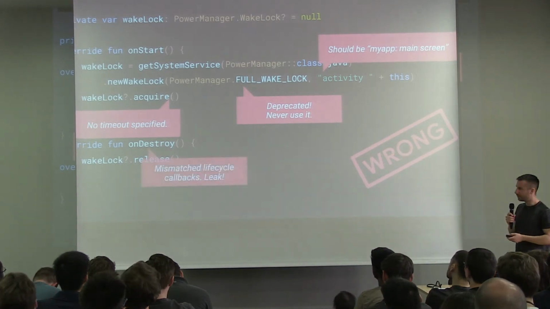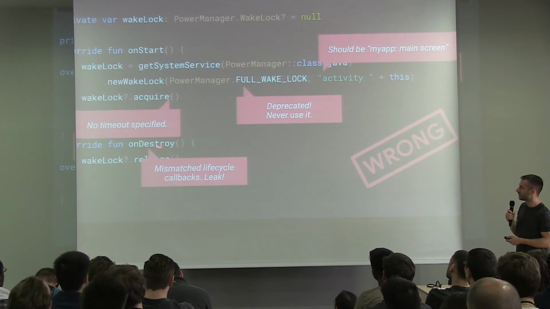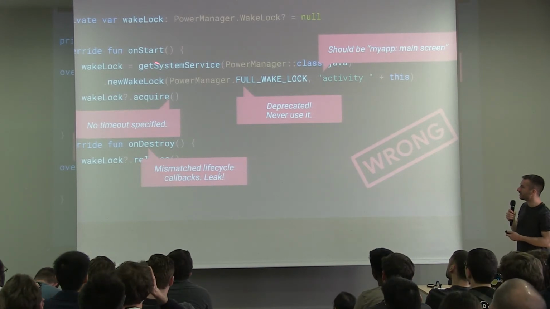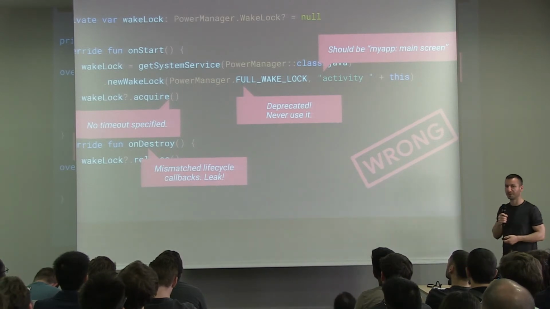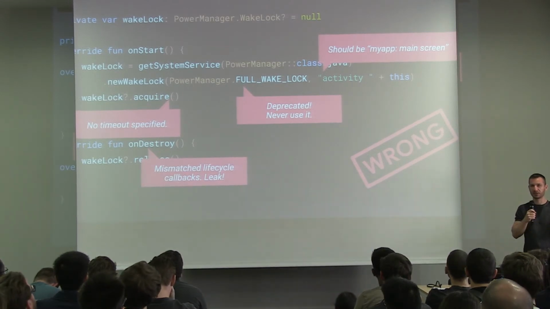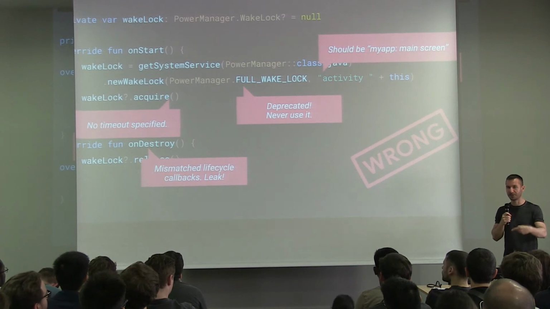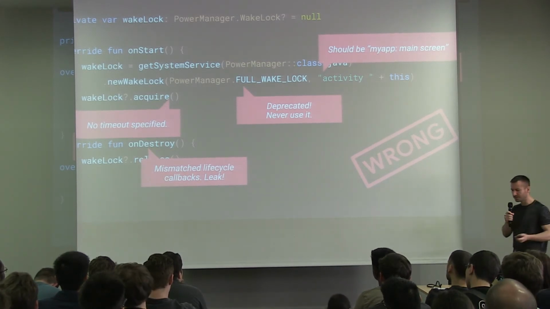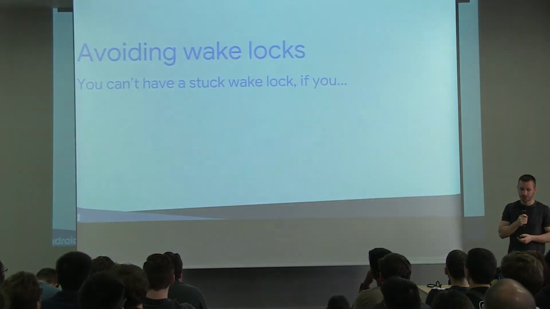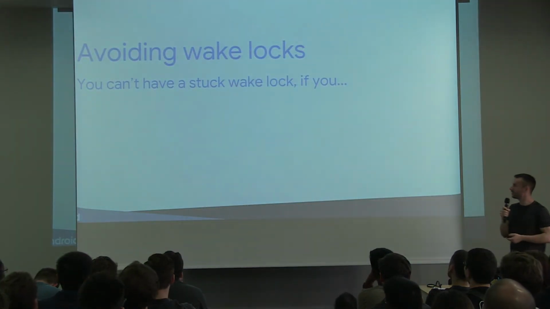And finally, of course, I'm a terrible developer, so I mismatched the lifecycle events. I'm getting my wakelocks on start, but only releasing them in onDestroy. So if I press the home button and come back to my activity, I will get a new wakelock, and so on, and I will only ever release the last one. So it's completely wrong.